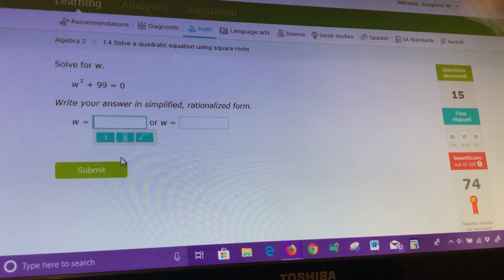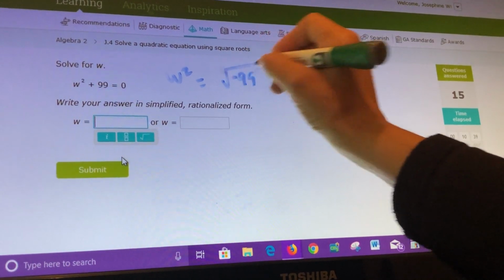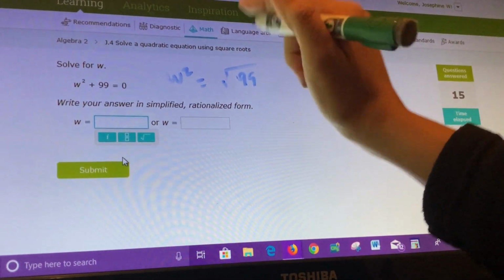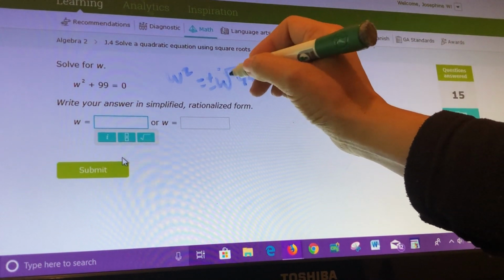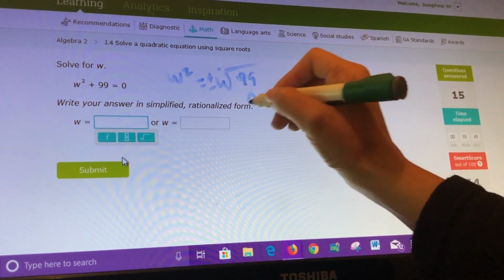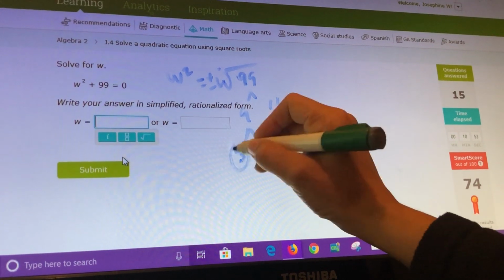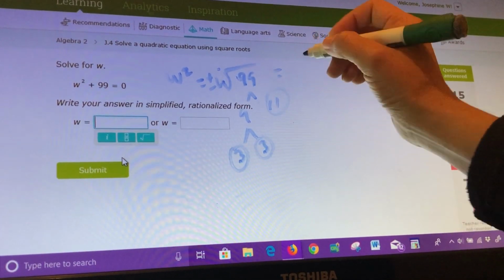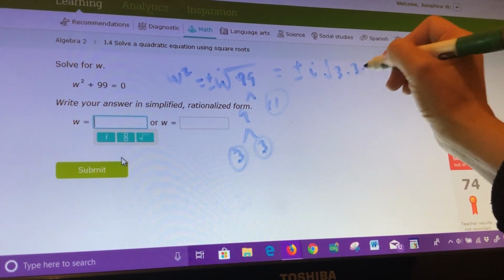Okay, take the 99 to the other side. It's going to be negative 99. So you're going to have w squared equals square root of negative 99. Get rid of that negative by putting an i. It's plus or minus. And then the square root of 99. Okay, so now we have to simplify. So 99 is 9 times 11, which is 3 times 3 times 11. So this is i, and inside is 3, 3, 11.